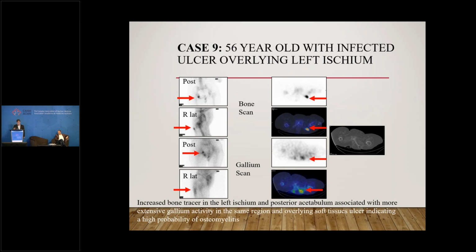I don't know if you see it well. And the gallium scan shows gallium accumulation in the ischium. So the bone is involved, and that is positive for active osteomyelitis.